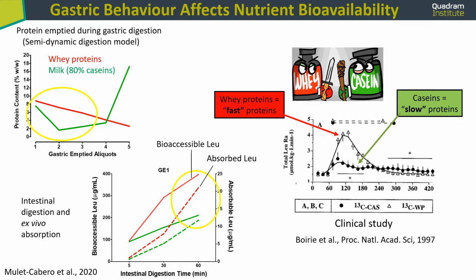The consumption of whey proteins induced a high but short increase of amino acids in plasma, in contrast to the consumption of caseins that led to prolonged but low levels of leucine. From this study, whey proteins have been considered fast proteins and caseins slow proteins. I would like to emphasize that not only proteins can be affected by the gastric conditions, it can also be important for the rest of the nutrients.